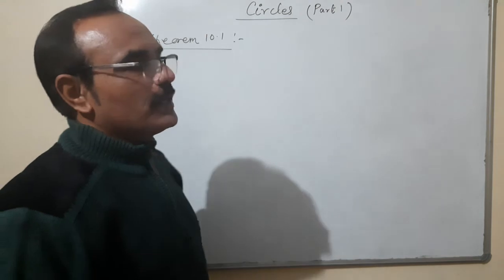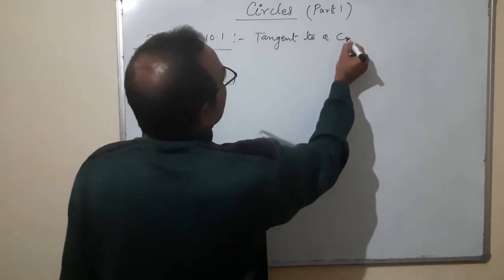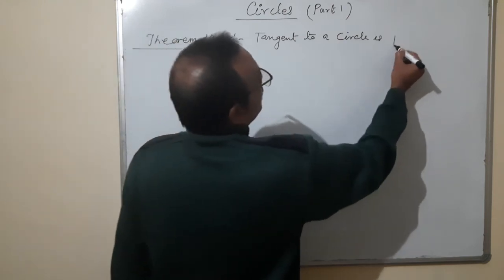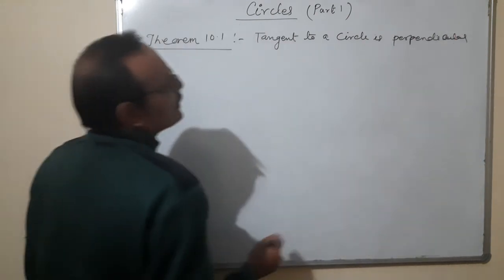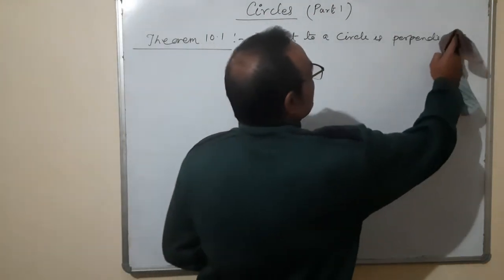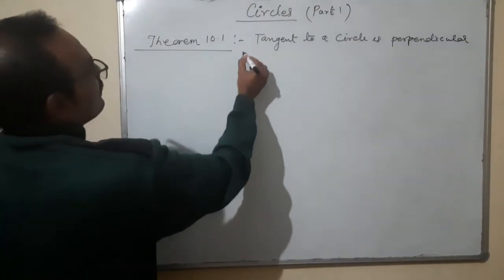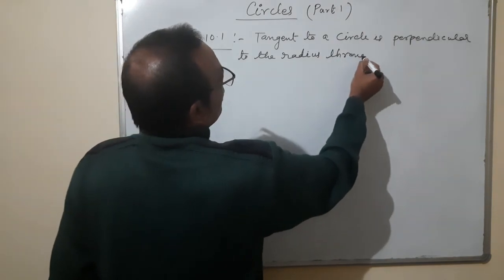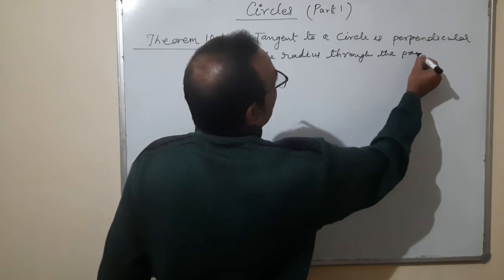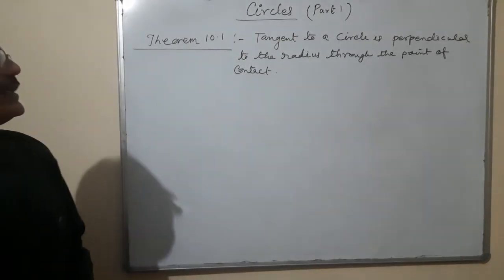What is the statement of the theorem? A tangent to a circle is perpendicular to the radius through the point of contact. This is the theorem.